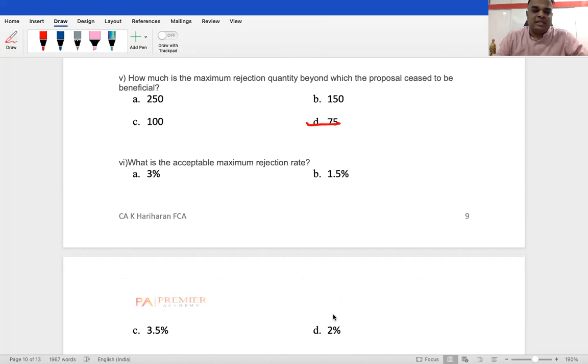Next, what is the acceptable maximum rejection rate? That, in terms of percentage rate, they are asking.